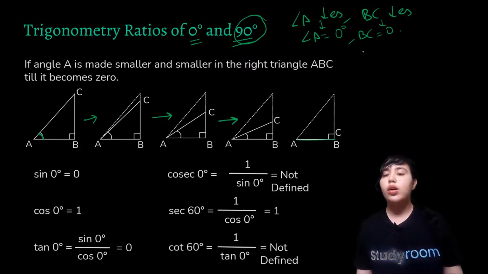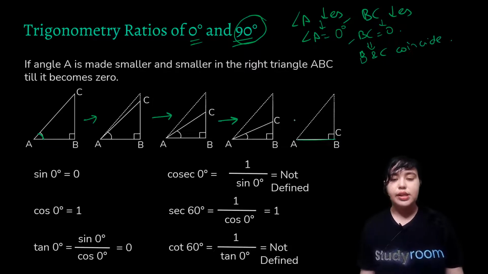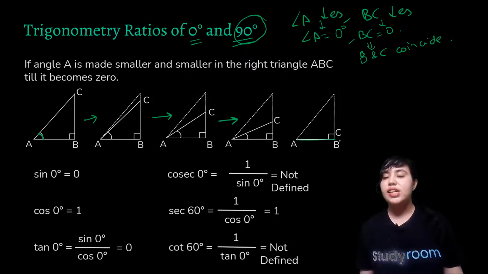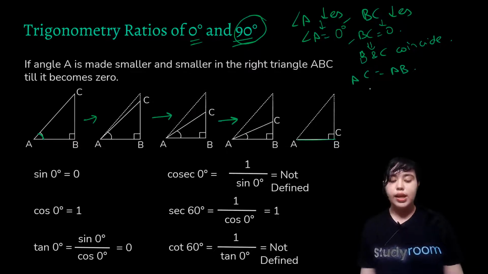BC becomes 0 means what? B and C coincide. As you can see, B and C will then coincide. And in that case your AC and AB will be the same because B and C are coinciding. So AC becomes equal to AB.